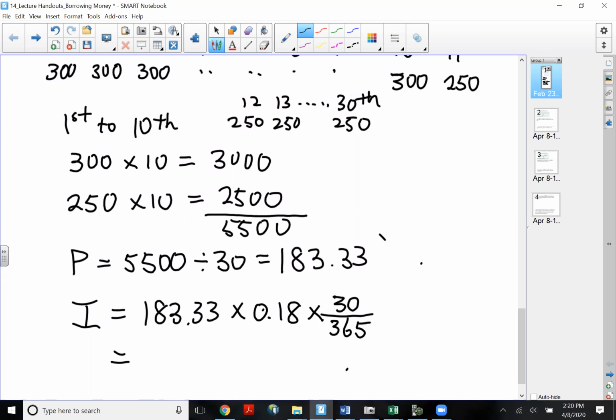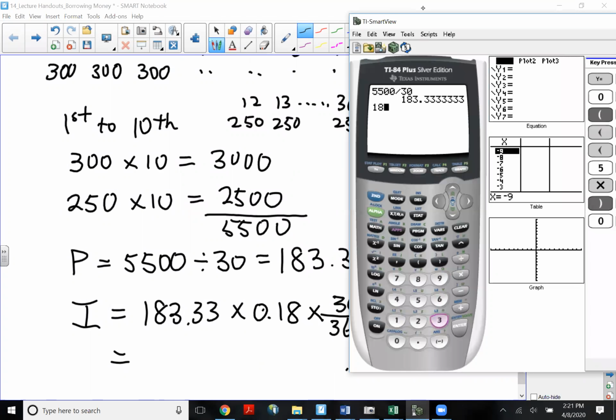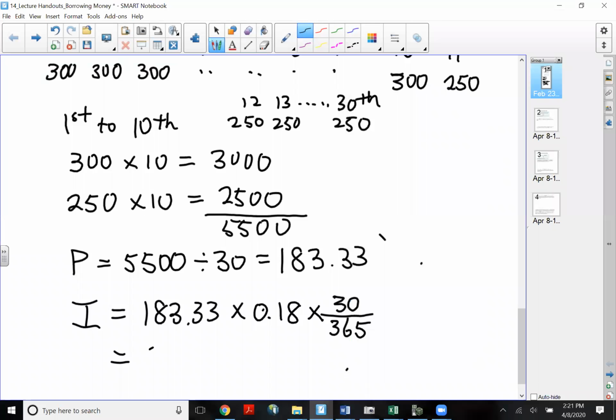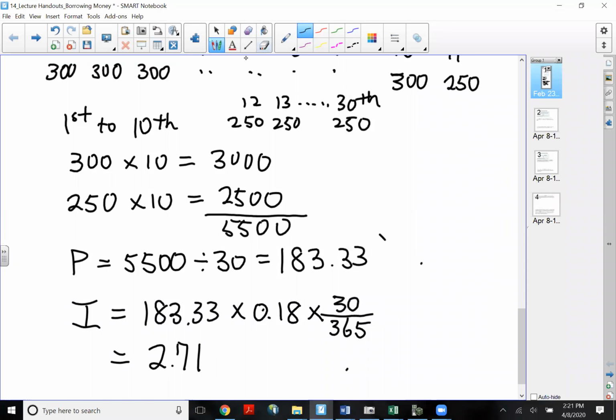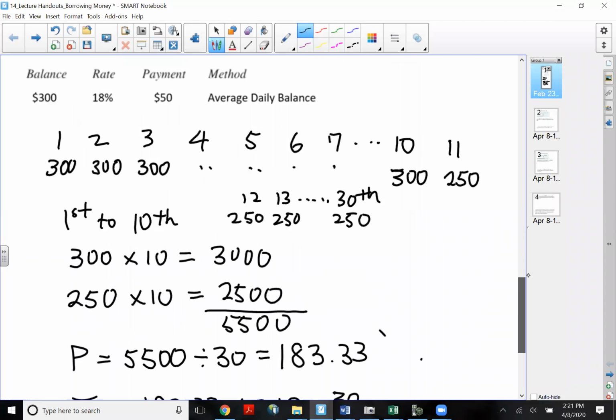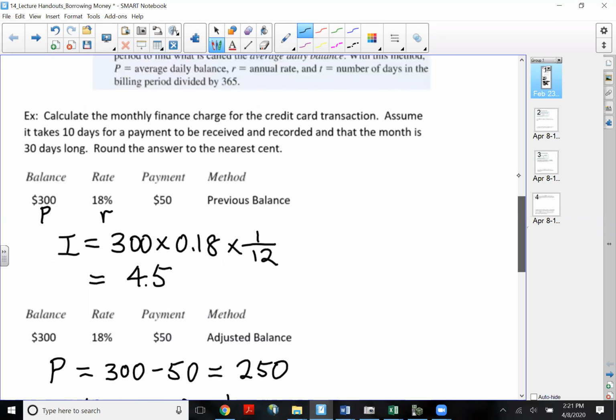So my interest: 183.33 times 0.18 times 30 days out of 365. So that's only a $2.71 finance charge. Be sure I'm typing it right. Yep, 30 out of 365. Okay, so this is how we actually calculate the finance charge on the credit card. It's a good estimation. Okay, 3 different techniques.